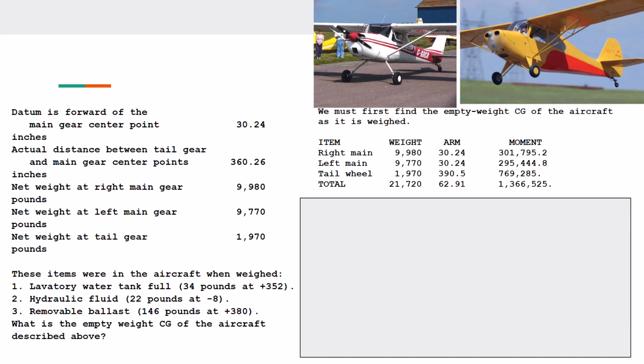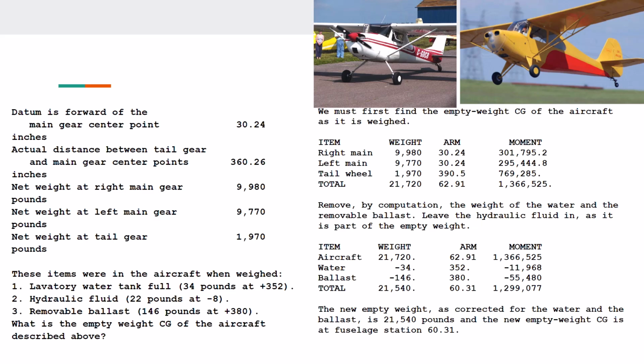These items were in the aircraft: one weighed lavatory water tank full, 34 pounds at station 352. Hydraulic fluid, 22 pounds at station -8. Removable ballast, 146 pounds at station 380. What is the empty weight CG of the aircraft described above?